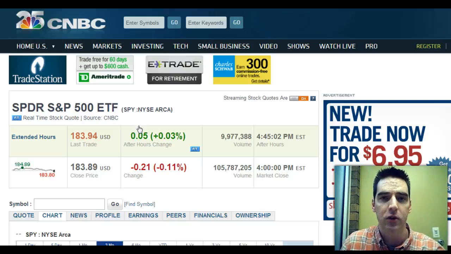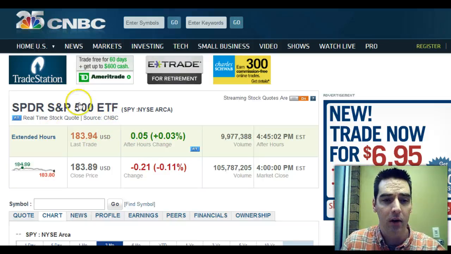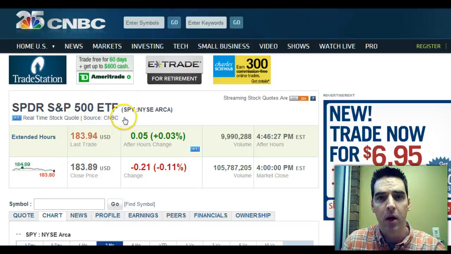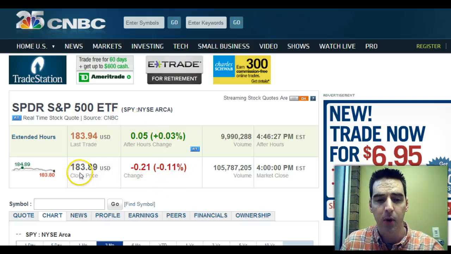And one thing that we teach students to trade, they could try to beat the market. A nice way to get the market return is to trade what are called exchange traded funds, ETFs. And so the ETF that we're looking at on the screen right here is called SPY, and SPY basically mirrors the return of what the S&P is doing. So if we look today, the market was slightly down, and so the closing price of SPY was $183.89.